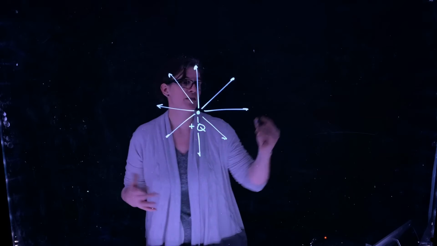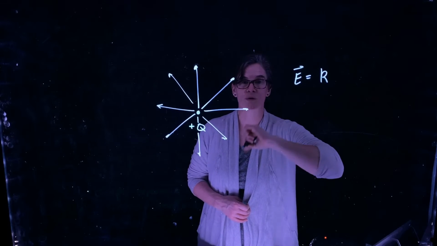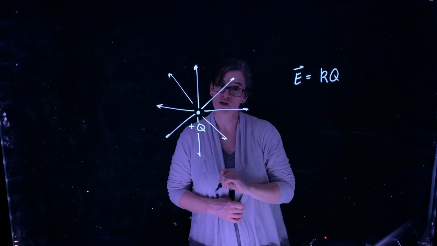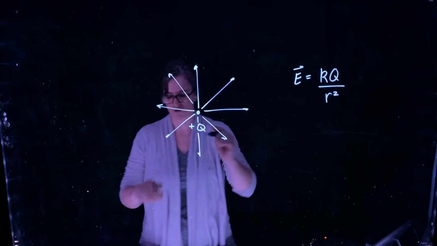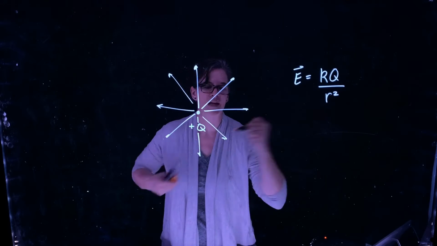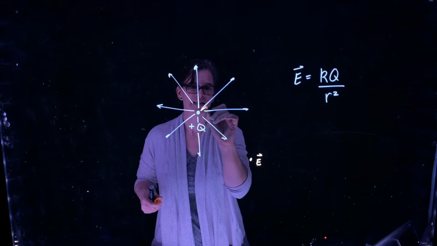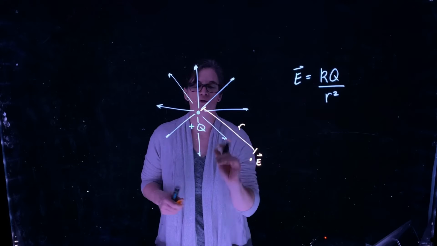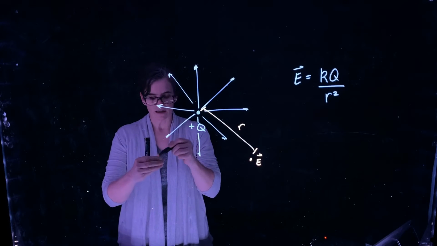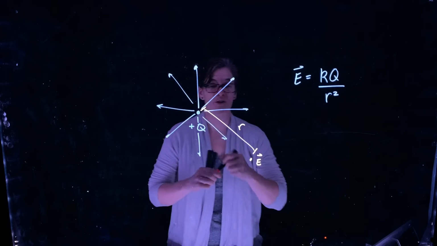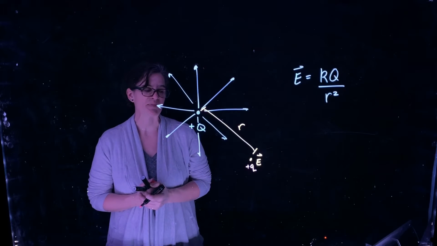We know that the electric field is equal to k, our Coulomb's constant, times charge Q divided by the radius squared. So wherever we're interested in the electric field, the radius is the distance between the charged particle and the location of the electric field. Well, now let's imagine that we're interested in a charged particle q at this location.